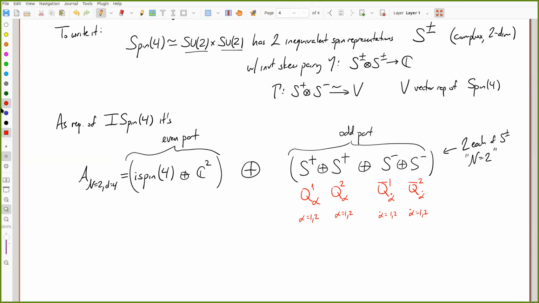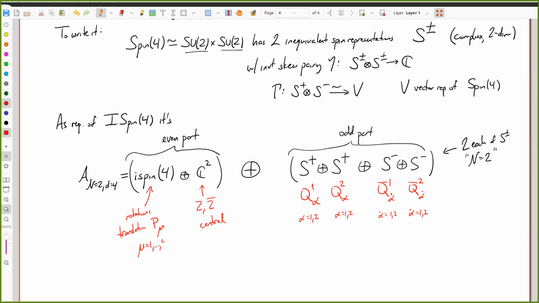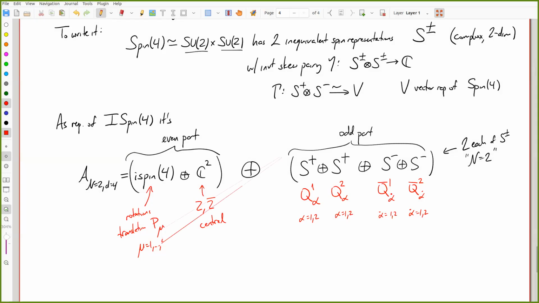And then here, this extra C2 has generators that I call Z and Z bar. And these are going to be central. They commute with everybody. So I won't say anything more about their brackets. And then here, we have the rotation generators that I won't need a name for. But we also have the translation generators, and those I will need a name for. I'll call them P mu. So mu goes from 1 to 4. Literally just the translations in the 4 directions in R4.